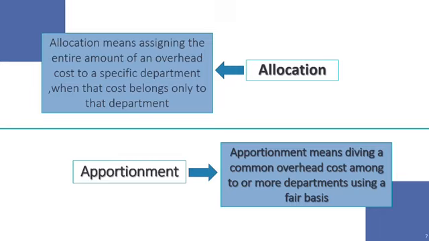Allocation and apportionment. First, let's look at allocation. Allocation means assigning the entire amount of an overhead cost to a specific department when that cost belongs only to that department. Next, we have apportionment. Apportionment means dividing a common overhead cost among two or more departments using a fair basis. This is done when a cost benefits multiple departments.